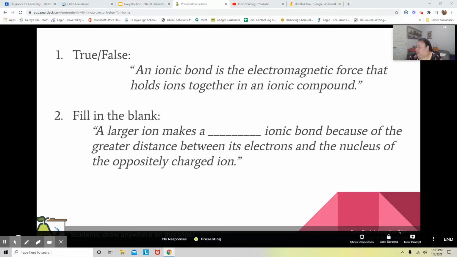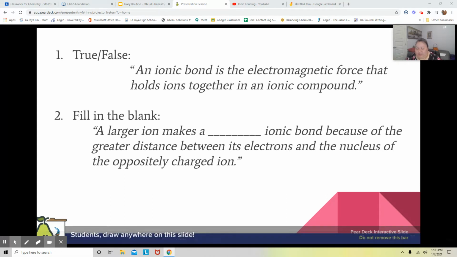No responses, guys. Come on. True or false? That's an easy question. What do you think? You have a 50% chance of getting it right. According to what we discussed right now, does an ionic bond use electromagnetic forces to hold these ions together? True or false? False. Mario says false.